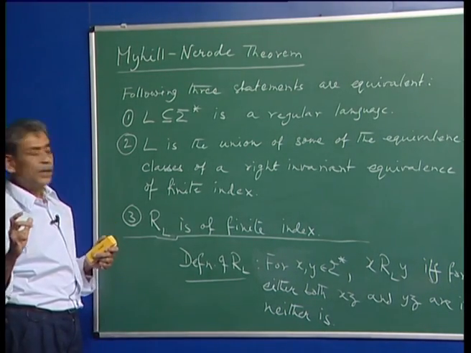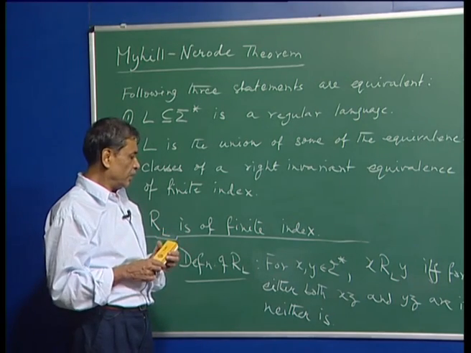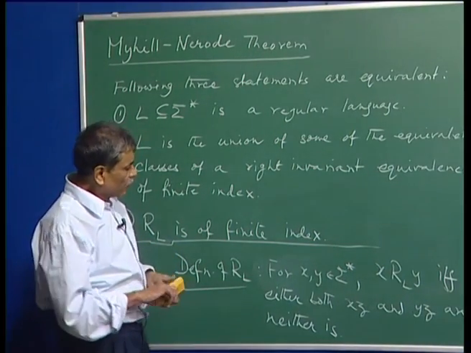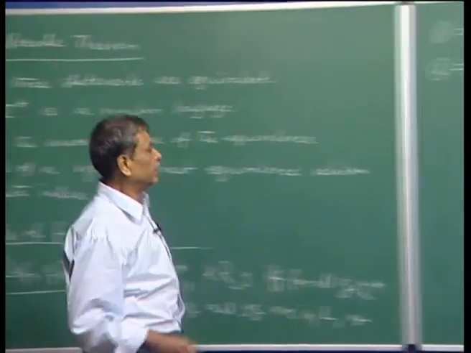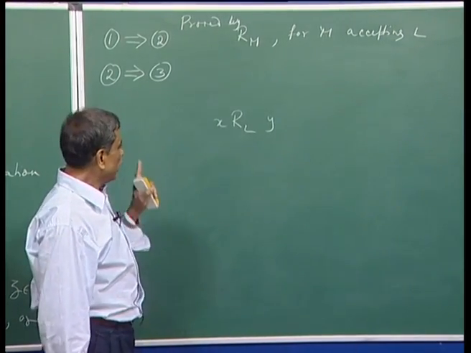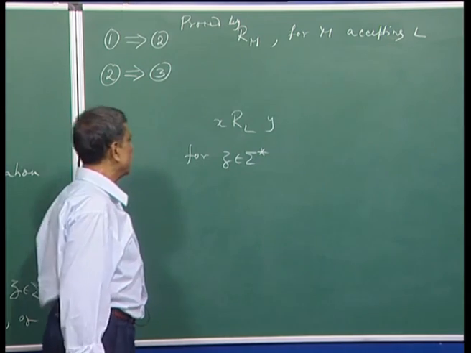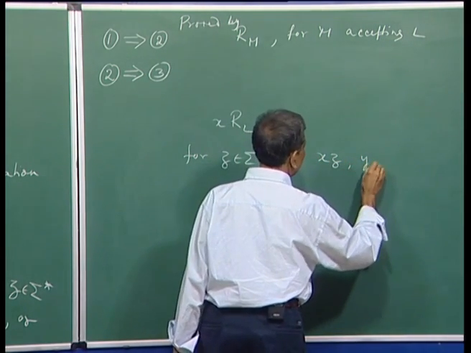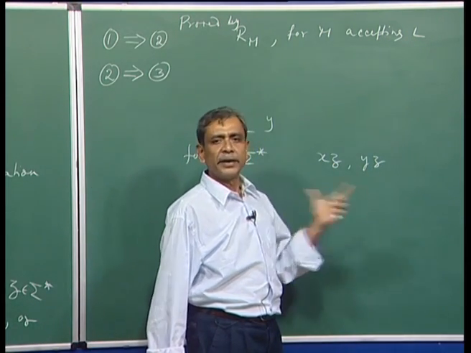Again, R_L is an equivalence relation on sigma star. So it relates two finite strings in sigma star. This relation is pairs of such strings, and we said that x R_L y if and only if for all z in sigma star, maybe I will write it here. So, when will x R_L y hold? It will hold only when for all z, so take any string z in sigma star, then you take the two strings xz and yz, by concatenating z first to x and then to y, you get these two strings.